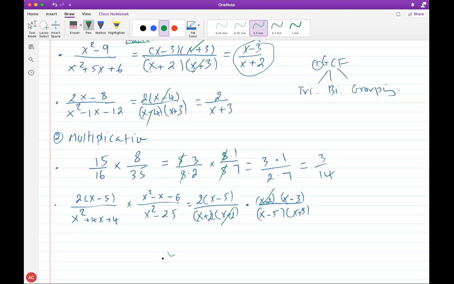What else cancels? X plus 2, the other one. No, it's just one against one. I know, the 5s, the 5 and the 5. There's nothing else common left. So as you can see, now it's just going to times 2 by what's left here. Okay, 2 times this, and x plus 2 times x plus 5. And that's it. We did the multiplication without doing any actual multiplication.